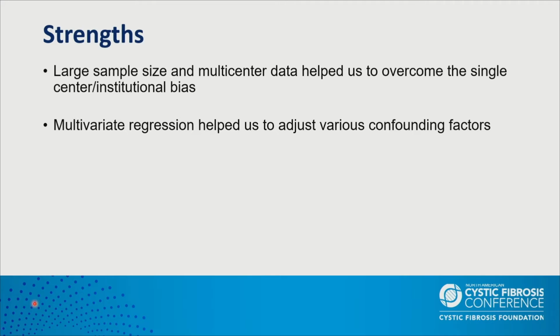Despite that, our study has a lot of strengths, including a very large sample size, closer to 22,000 patients. And the inclusion of multiple centers definitely helps us overcome single-center or single-institution bias. And then we also employed multivariate regression, which is another statistical tool to overcome some of the confounding factors.